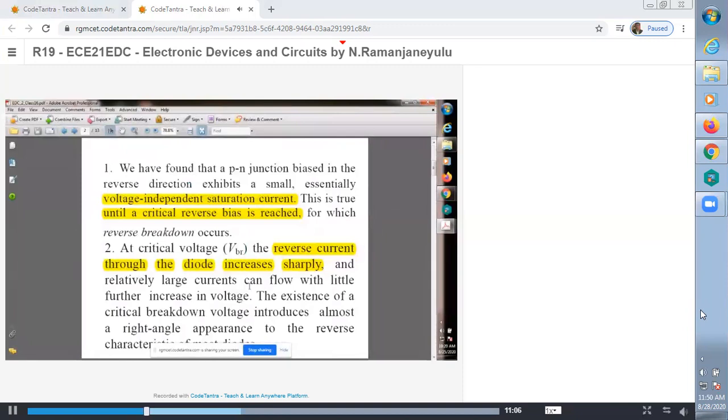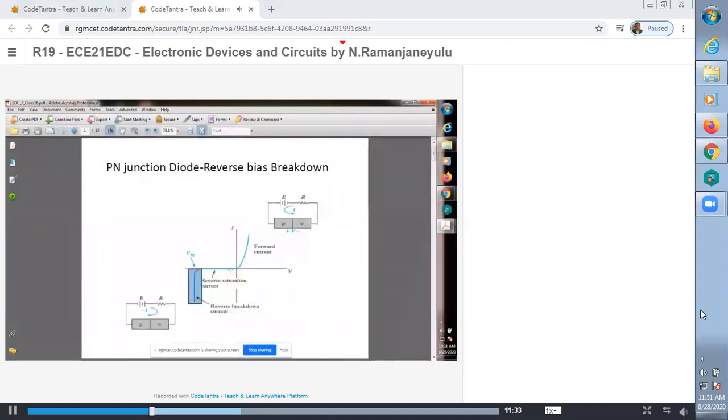Now observe here. We have found that a PN junction biased in the reverse direction exhibits a small, essentially voltage independent saturation current. Very, very small current flows in a normal PN junction. This is true until a critical reverse bias is reached, for which reverse breakdown occurs. That means a very, very small amount of current flows below breakdown voltage. That current is also independent of reverse voltage. Remember that one.